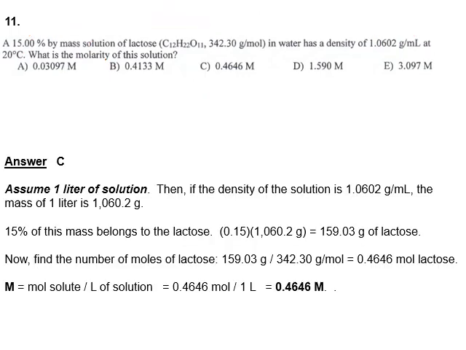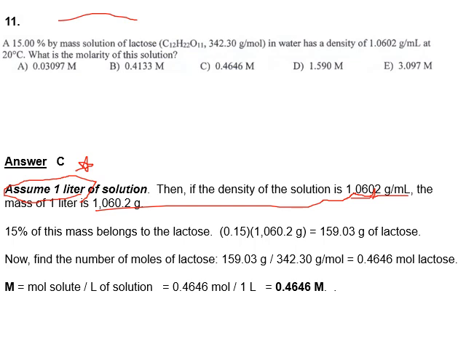You'll notice here we start off by assuming that we have 1 liter, and that is the key to this whole problem. When you get this kind of problem, just remember to assume that you have 1 liter, and then everything else falls into place. If the density is 1.0602 grams in 1 milliliter, then 1,000 milliliters would be 1,060.2 grams.